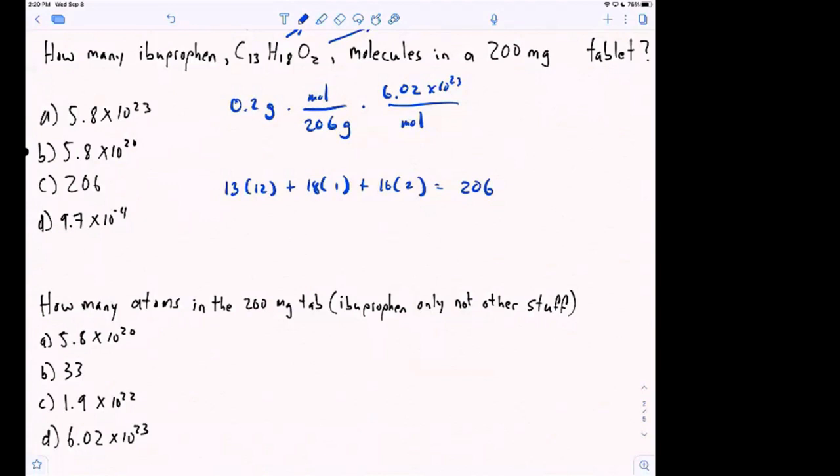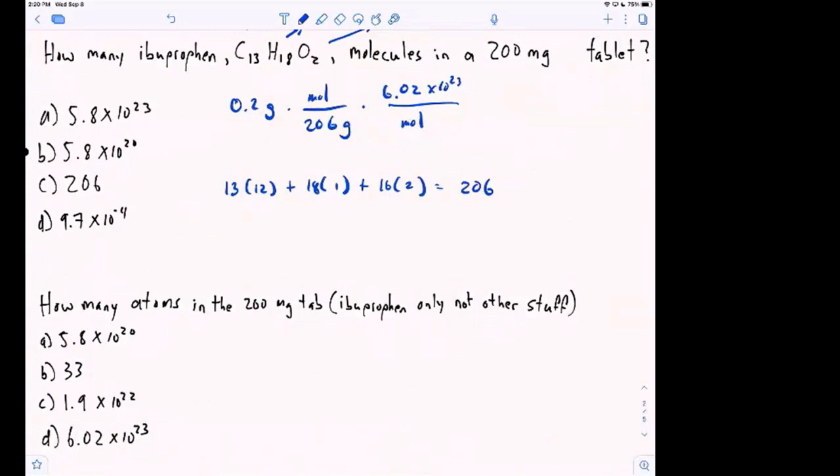So let's logic our way through this. So 13 plus 18 plus 2. So there's 13 carbon, 18 hydrogen, 2 oxygen. So 2 plus 18 is 20 plus 13, that's 33. A lot of people pick 33, but that's for one molecule. We have 5.8 times 10 to the 20 molecules. So we already know right away that A is wrong. So it's going to be 5.8 times 33.